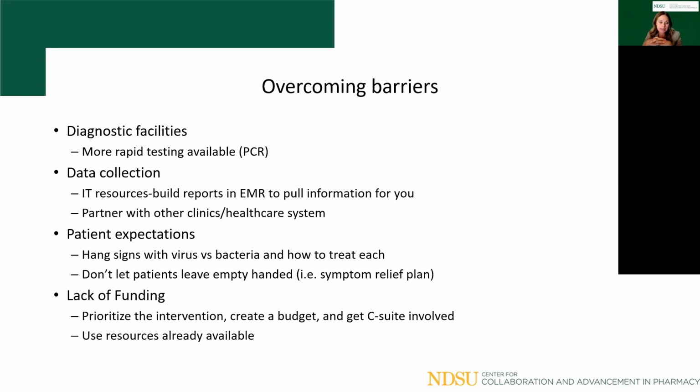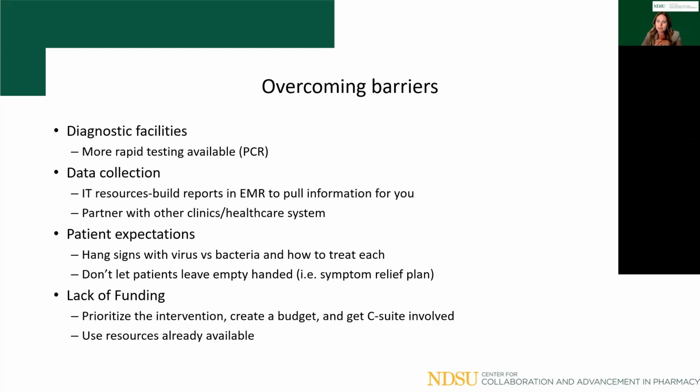But this all comes back down to lack of funding a lot of times. So how we can overcome that is really prioritize which intervention you want to do, create a budget, and look at how much this will actually cost, and who do we have in place already that we could add on and have them help us create this. And then you have to get the C-suite involved as well to help promote and help maybe fund some of your interventions. And use resources that are already available to you.